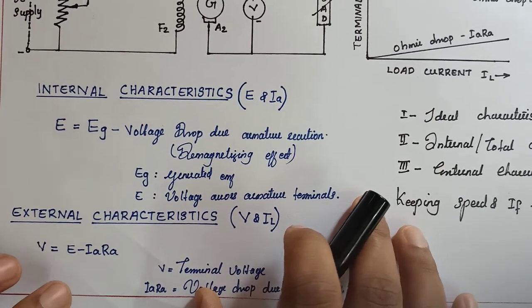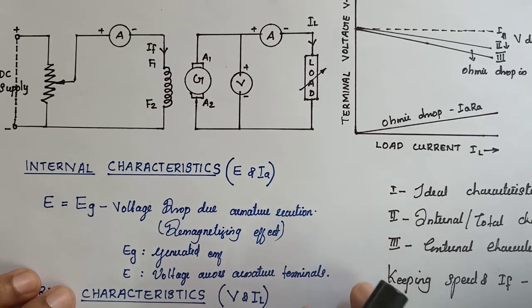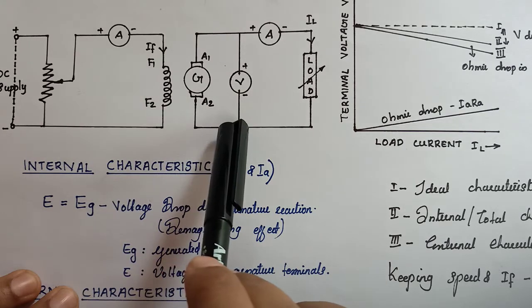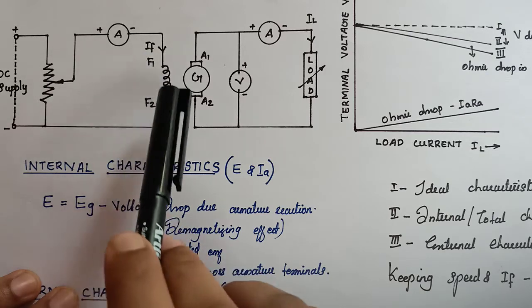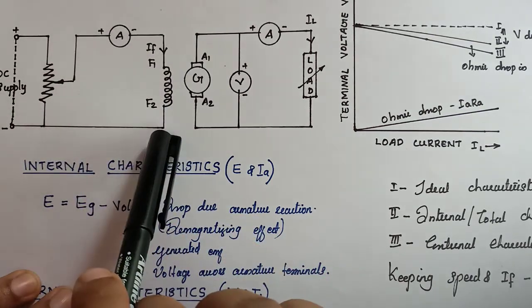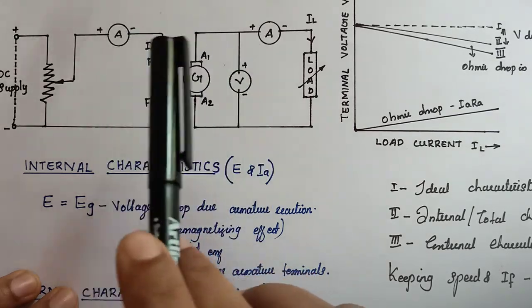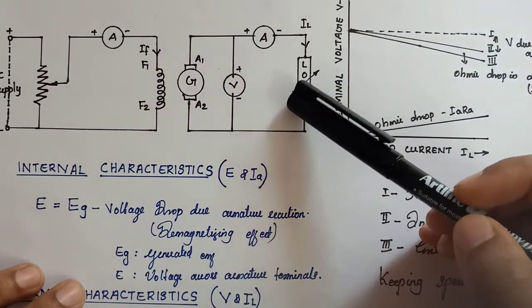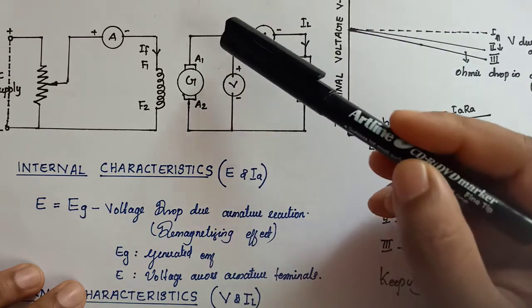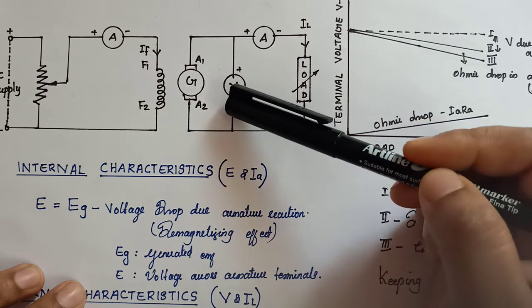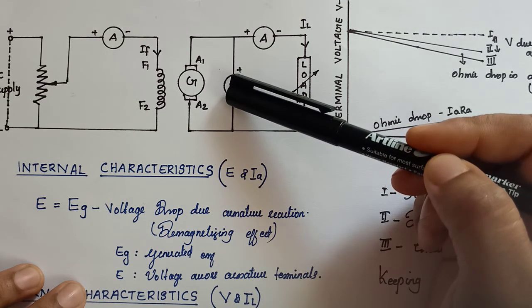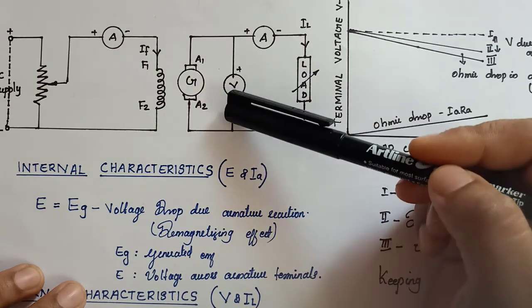For plotting these external characteristics, you can use this experimental setup. Here, the field winding is excited from an external DC source, and before doing this test, make sure that the machine is running at a constant speed, that is the rated speed, and the field current is constant. We know that the flux is constant when the field current is constant and the machine is rotating at constant speed. If we increase the load from no load to full load, the corresponding load current can be measured using this ammeter, and the terminal voltage can be measured across this voltmeter. This terminal voltage includes two drops, the IARA drop and the demagnetizing effect of armature reaction, and only then you will get the terminal voltage.